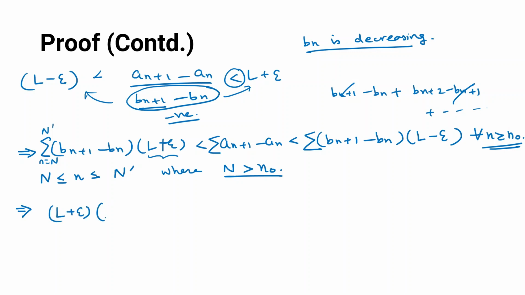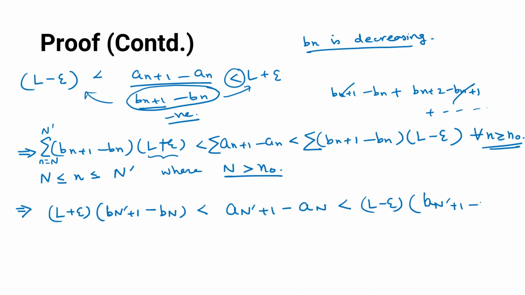This comes out. This one becomes bn prime plus 1 minus, and over here we're going to get bn. Over here again similarly we get an prime plus 1 minus an, and over here what we get is L minus epsilon times bn prime plus 1 minus bn. Alright, so now what's the next step gonna be?